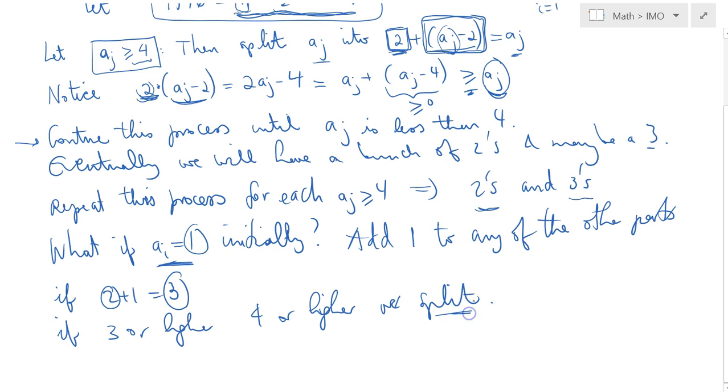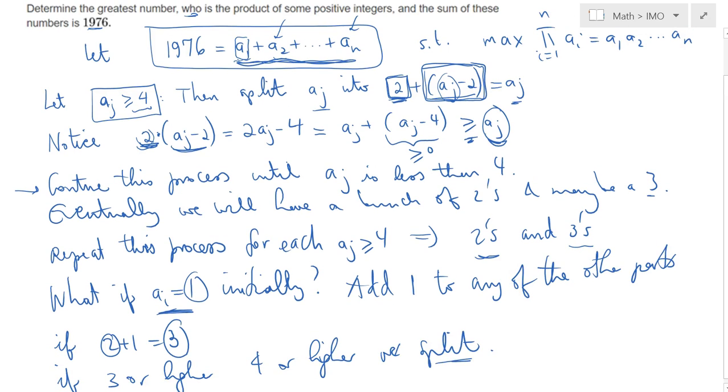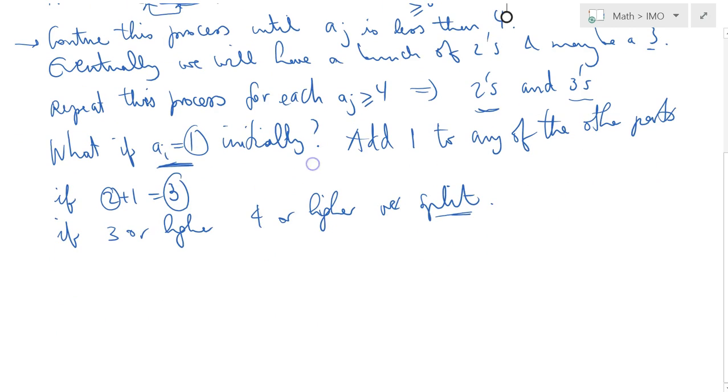The splitting business is very efficient. It maximizes the product, as we have seen here. The product after splitting is greater than, at least for that term, the product before. And if we apply this process to all the terms, obviously the overall product will be greater than the previous product. So therefore, after we apply all these steps, our product will become 2 to the power x times 3 to the power y.